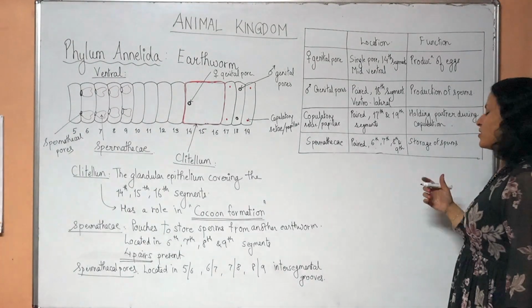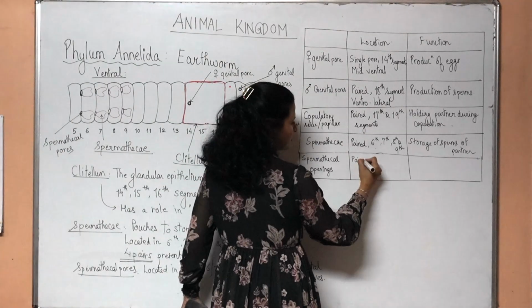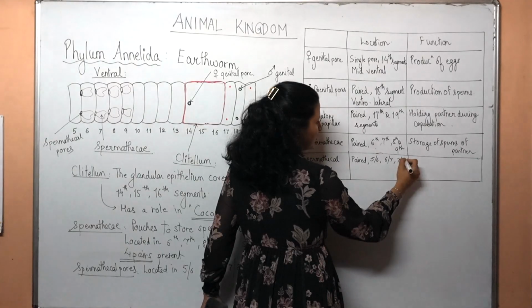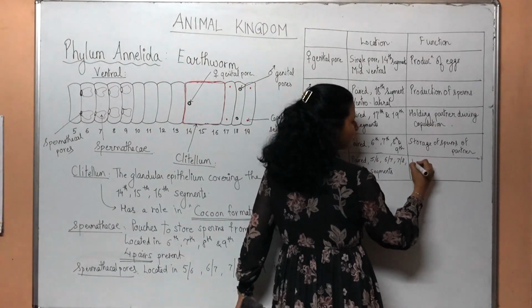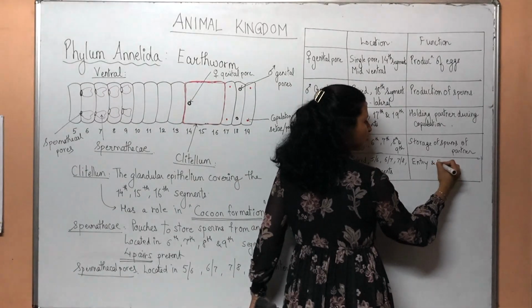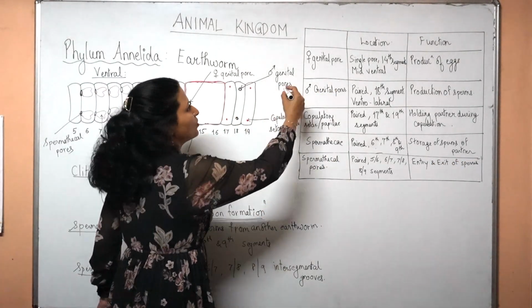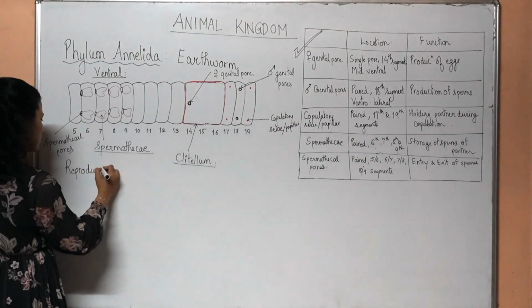Of the partner. Spermathecal openings are also paired and they are found in the 5th-6th, 6th-7th, 7th-8th and 8th-9th segments. The function is entry and exit of sperms. Spermathecal pores: this is an important table with the locations. Please study them properly.